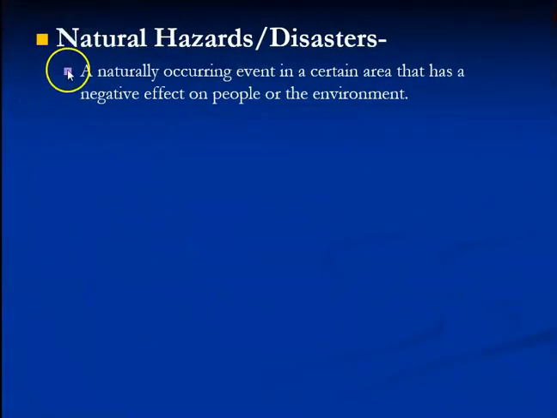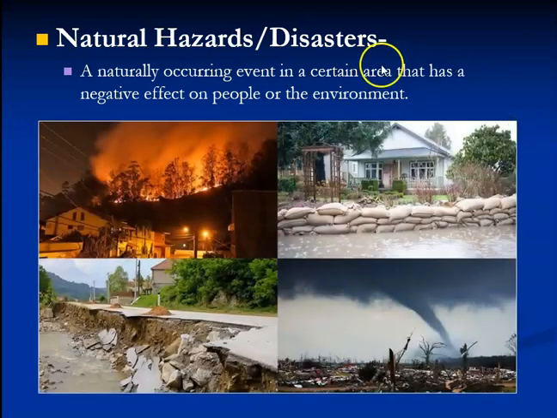Then the last one is natural hazards or natural disasters. And this is a naturally occurring event in a certain area that has a negative effect on people or the environment. Here are some examples of natural hazards. And again, these are caused by the earth. That's why they're called natural hazards. This wouldn't be something like pollution. Pollution is a man-made hazard. These are natural disasters.